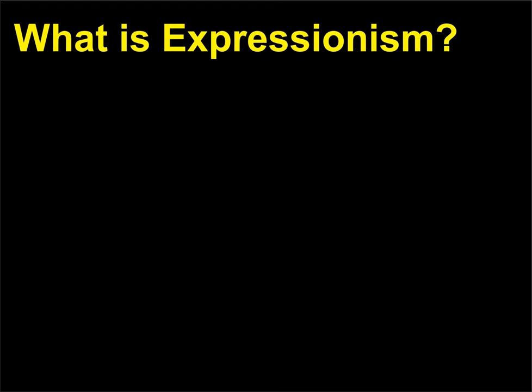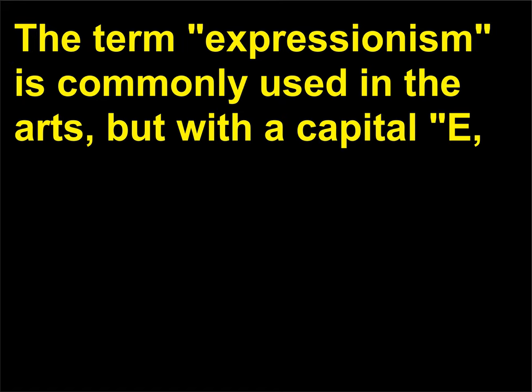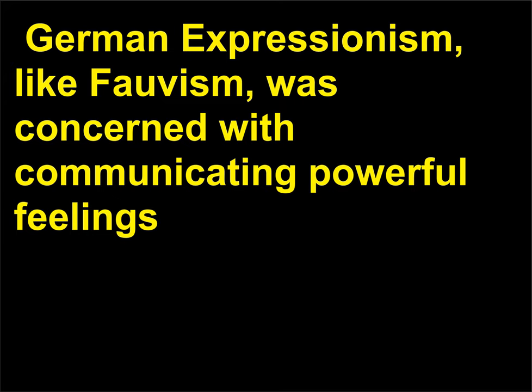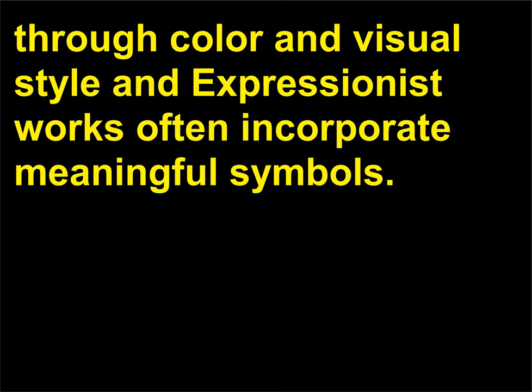What is Expressionism? The term Expressionism is commonly used in the arts, but with a capital E. It refers to an art movement that developed in Germany at the start of the 20th century. German Expressionism, like Fauvism, was concerned with communicating powerful feelings through color and visual style, and Expressionist works often incorporate meaningful symbols.